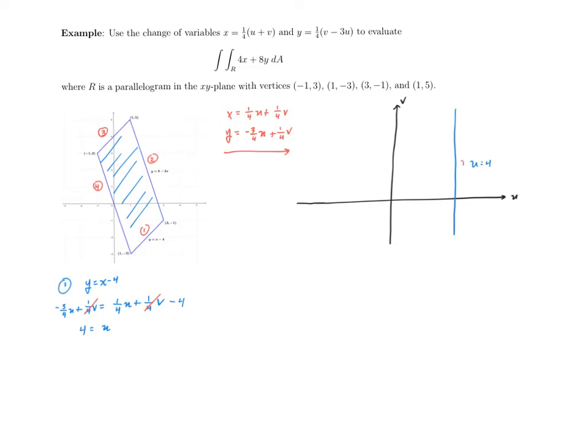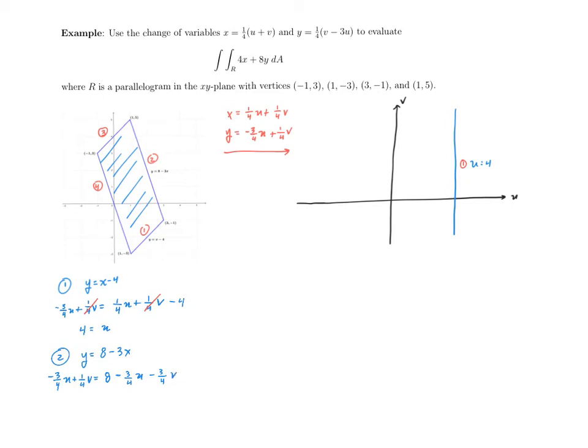And this will be side 1. And now we just keep playing this game. If we look at side 2, the equation is y is equal to 8 minus 3x. So the y would be minus 3/4 u plus 1/4 v. And then minus 3x would be minus 3/4 u, I'm distributing the minus 3, minus 3/4 v.